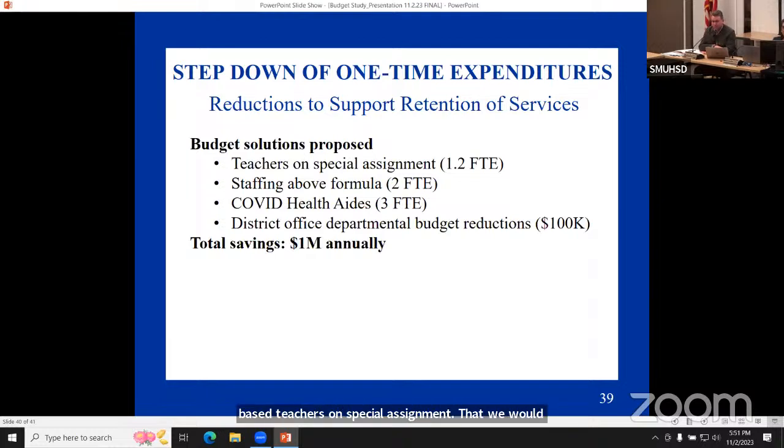So we have some site-based teachers on special assignment that we would look to reduce. Every year, as with superintendents before me, we develop staffing at each school site, and issues occur in the spring and sometimes early in the fall where principals might need an additional section. If you remember last year, we talked about providing additional sections at Capuchino, Peninsula, or other sites. That can equate up to about 6.0 FTE annually in what we call staffing above formula.